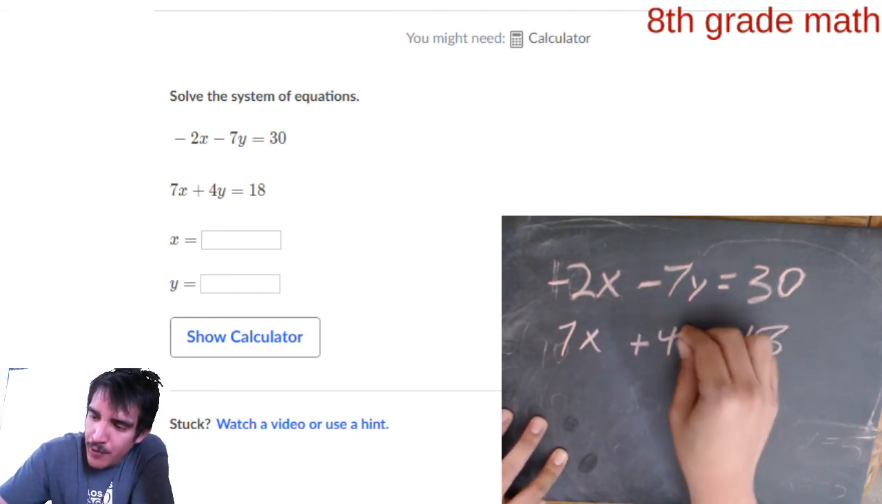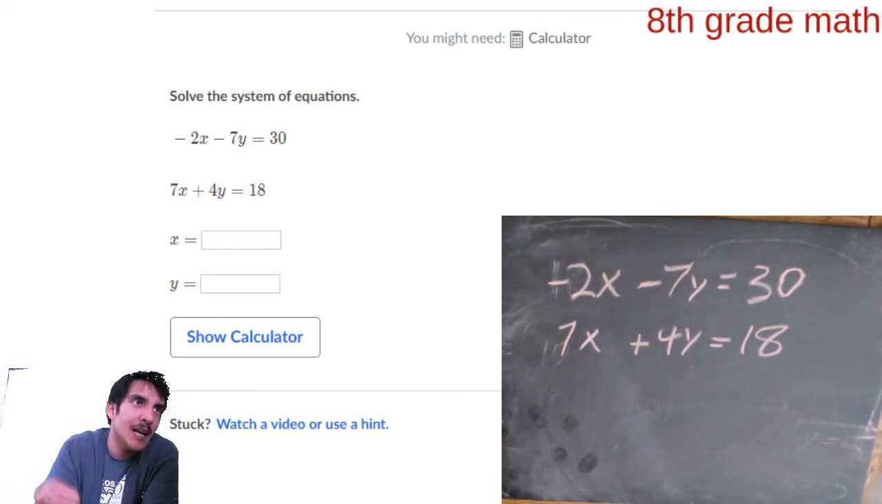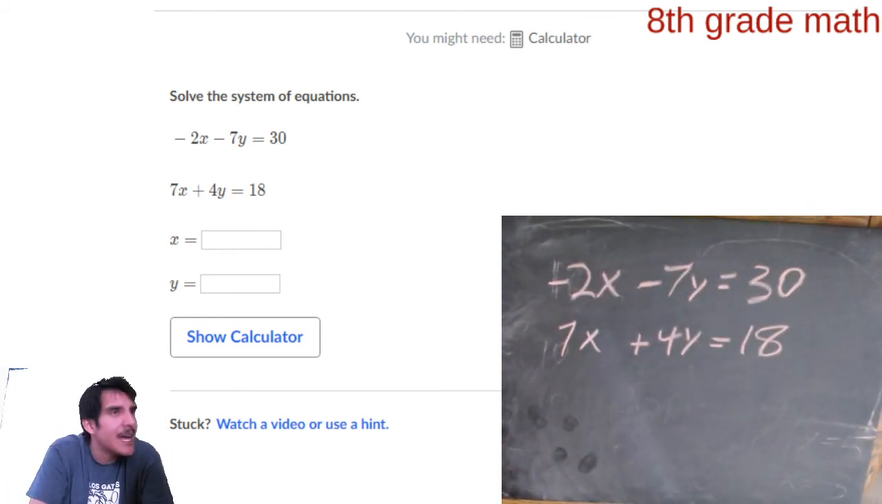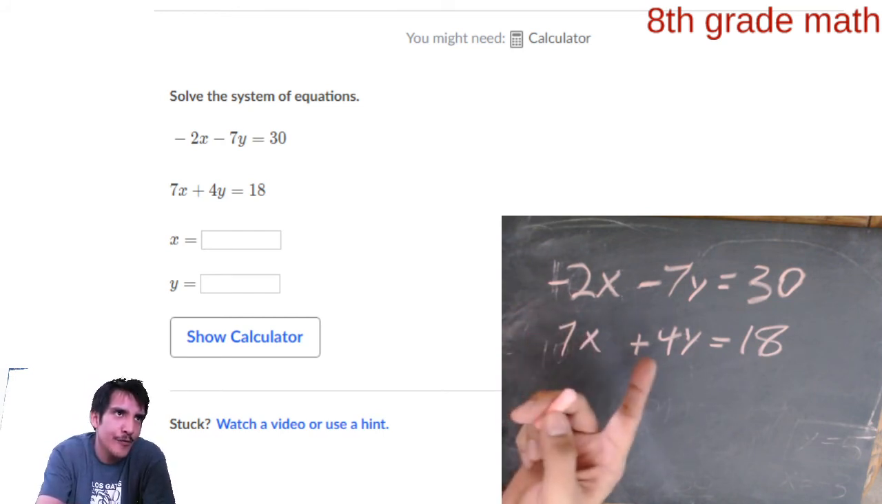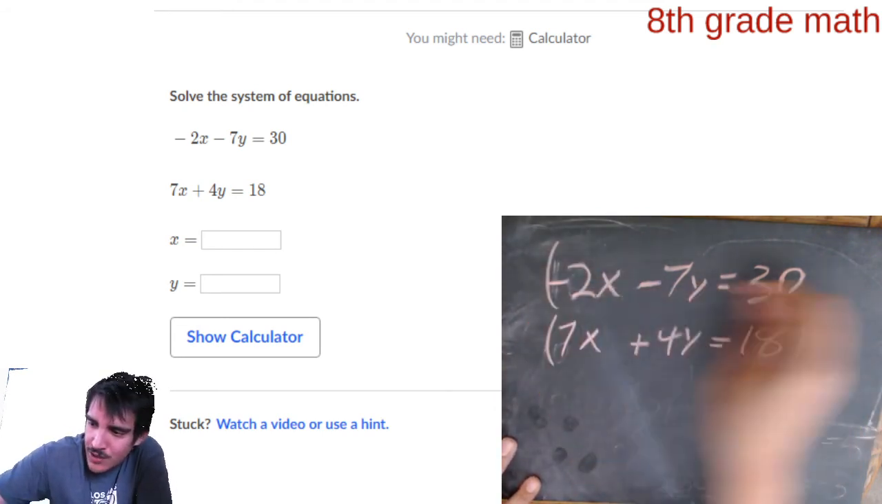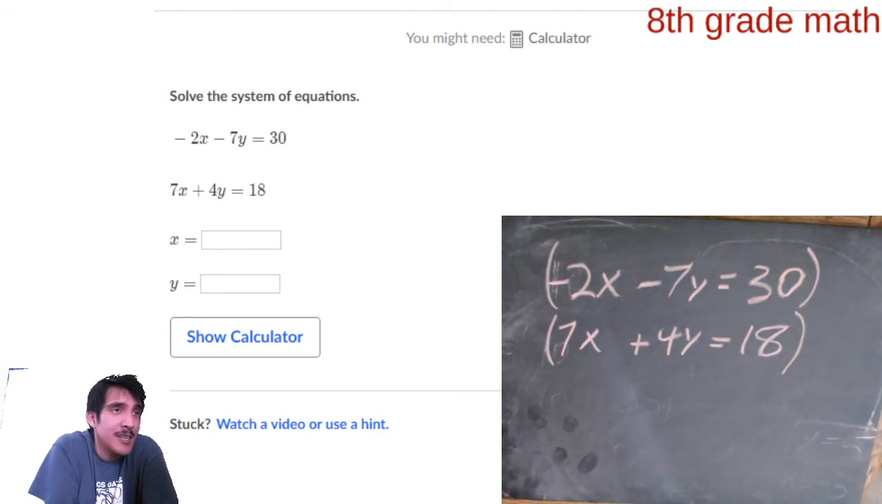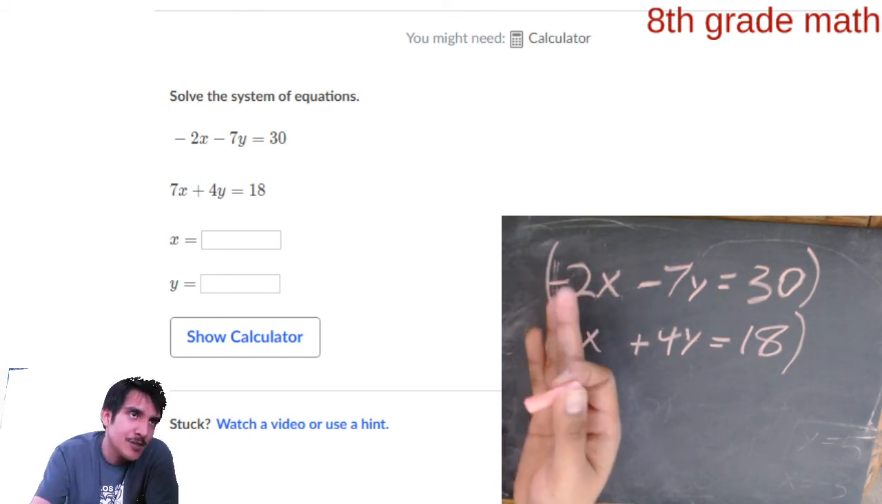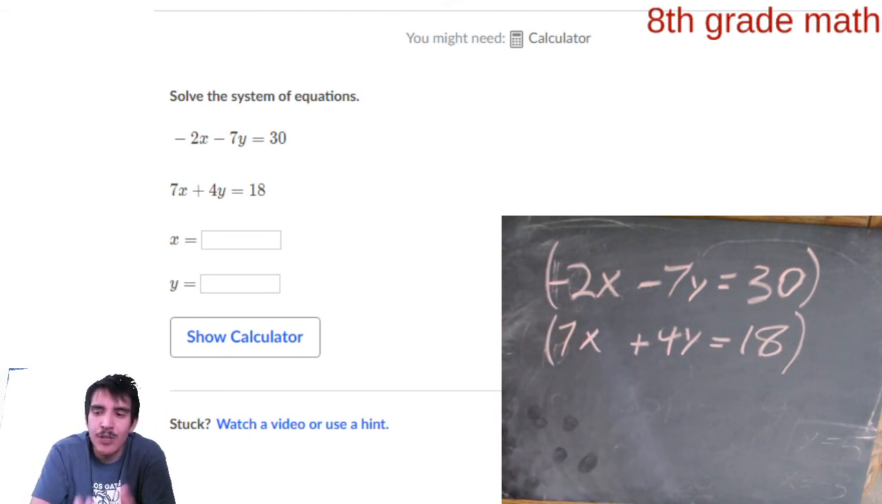Okay. If we look at the x's and the y's, we don't have opposites yet. And I know that 2 can't go into 7 and 4 can't go into 7. So I know that I'm going to have to take both equations and multiply both of them by something so that I can get opposites. So let's think about this for a second. I have a negative 2x and I have a positive 7x. What big number can 2 and 7 both go into? The answer to that is 14.